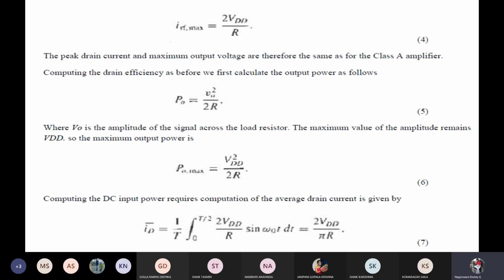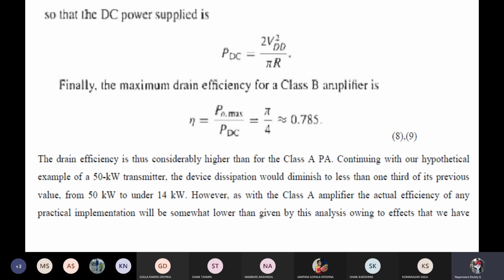So what is the input power? The input power is PDC. After the simplification, you can get the value as pi by 4. That is, the efficiency is equal to 0.785. If you want to calculate the percentage, multiply with 100, so the efficiency is 78.5%. That is high efficiency when compared to class A amplifier.